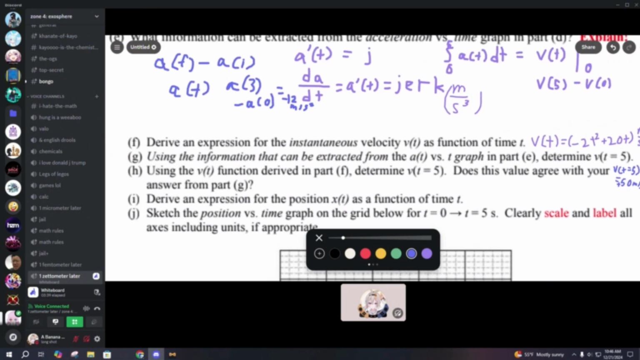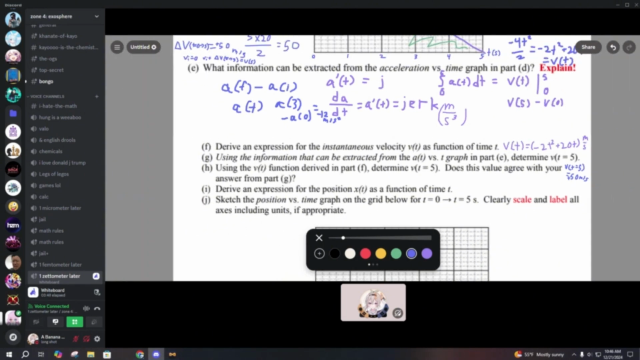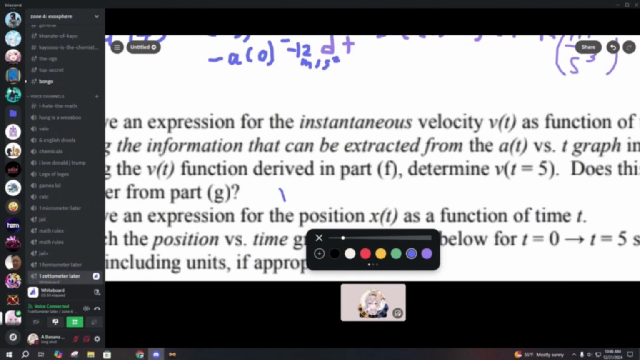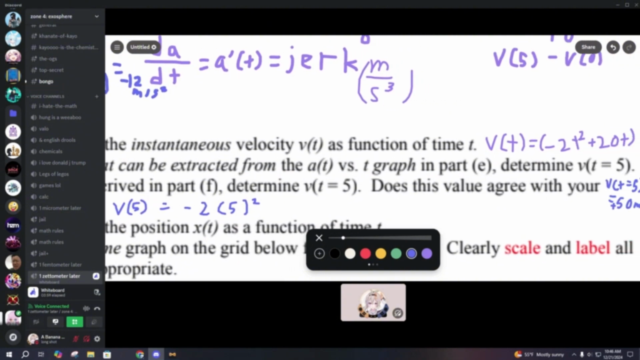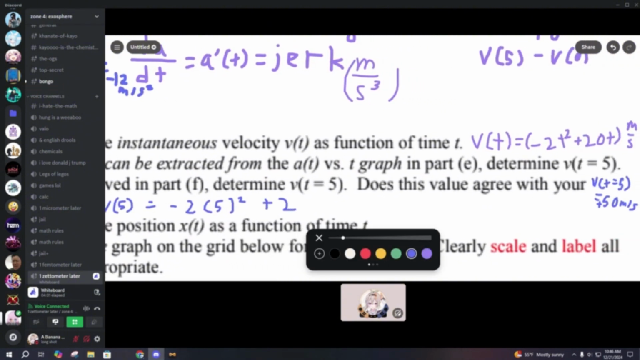Let's move on. Using the v of t function, determine the value for v at t equals 5. Oh, this function right here. Well, okay, let's try it. V of 5 using said function would be equal to negative 2 times 5 squared plus 20 times 5.